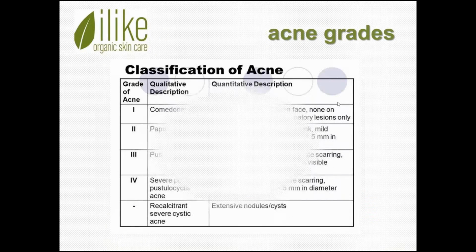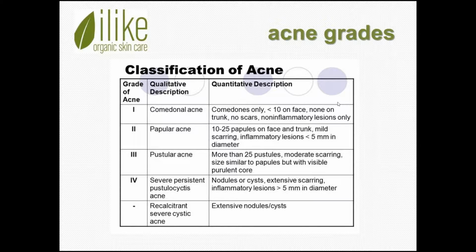Different grades of acne are a way that we can qualify the condition of a guest's skin. Acne grade 1 is what we call comedonal acne. It is the non-inflammatory comedones, open and closed comedones only. Generally less than 10 on the face, none on the trunk. Comedonal acne does not generally result in scarring, and again, they are non-inflammatory lesions only. Our papular acne, which is grade 2, is generally 10 to 25 papules on the face and on the trunk. Sometimes it can result in mild scarring, but the inflammatory lesions are generally less than 5 millimeters in diameter.